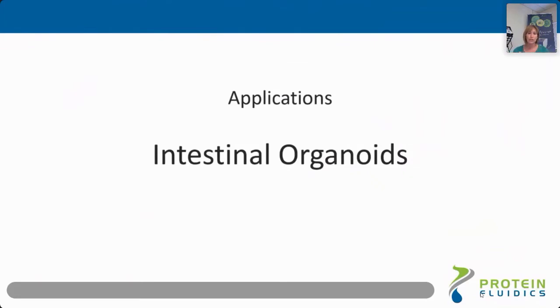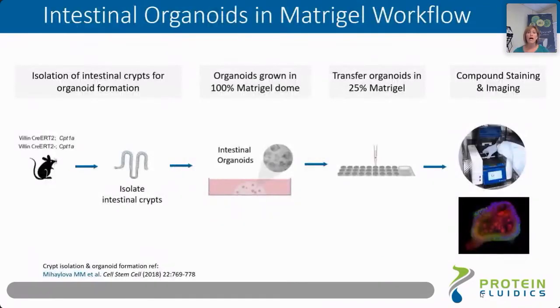Now, I'd like to share with you another example. Here we'll talk about intestinal organoids. Again, we use a similar workflow to what I described today. These organoids were formed from isolated intestinal crypts. They were also cultured in a 100% Matrigel dome. Then they were transferred to 25% Matrigel, transferred to the flow chip, and we've done staining for viability and imaged using a confocal system.